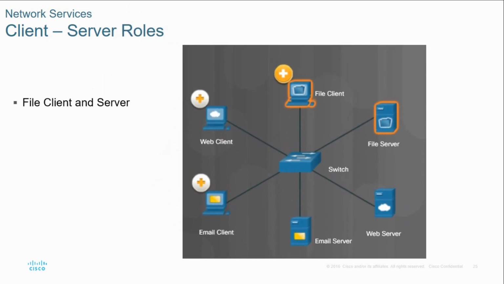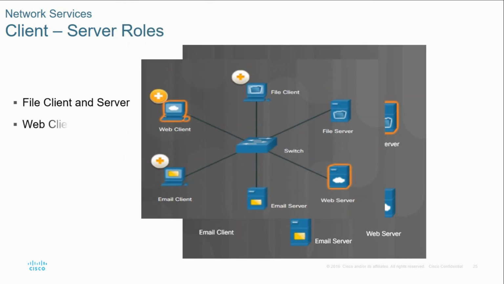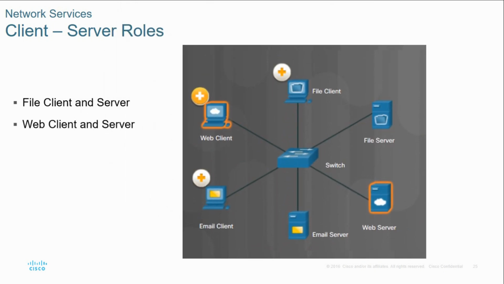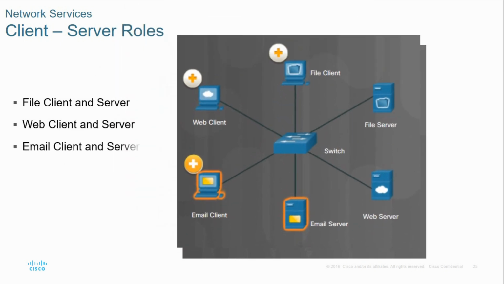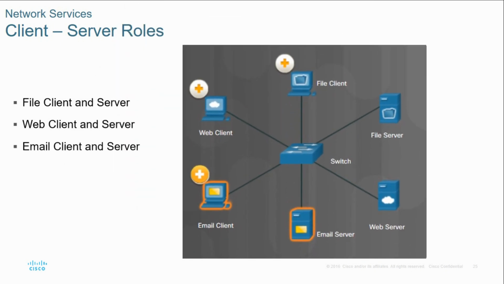In file client and server, the file server stores corporate and user files in a central location. The client devices access these files with client software such as Windows Explorer. In web client and server, the web server runs web server software and clients use their browser software such as Windows Internet Explorer to access web pages on the server. In email client and server, the email server runs email server software and clients use their mail client software such as Microsoft Outlook to access email on the server.